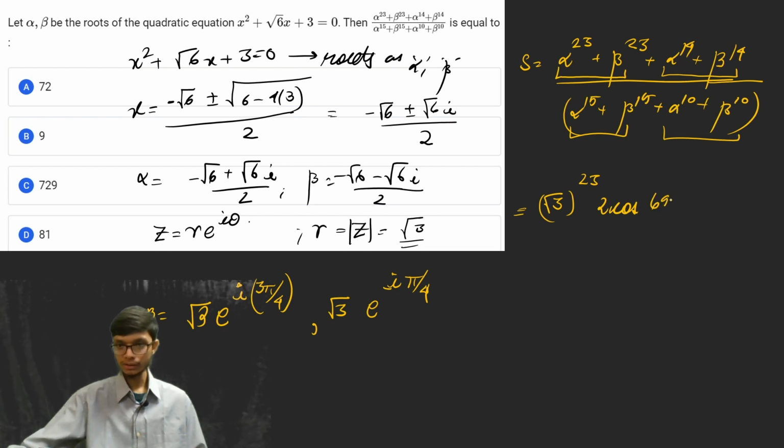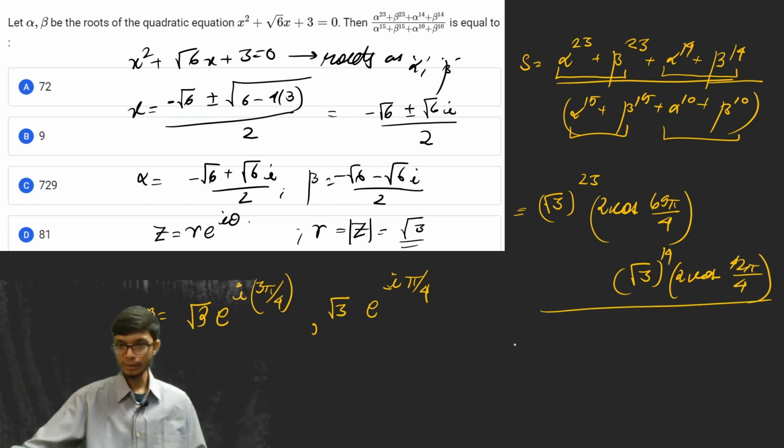Okay, so cos of 69 pi by 4, and into root 3 whole raised to the power 14 times 2 cos of 42 pi by 4. Similarly the denominator will be root 3 raised to the power 15 into 2 times cos of 45 pi by 4, whole raised to the power 15. Okay, so don't forget this.